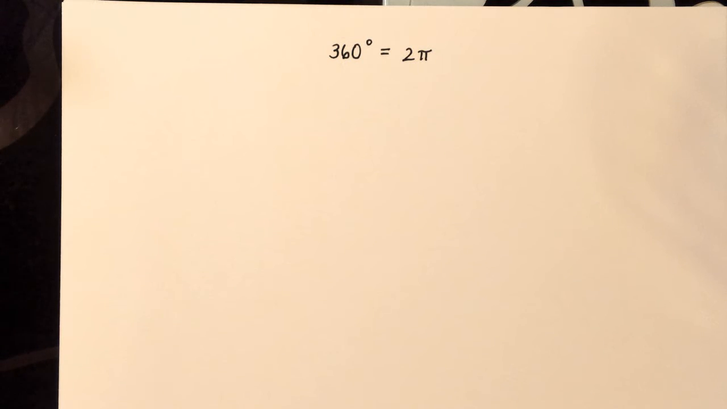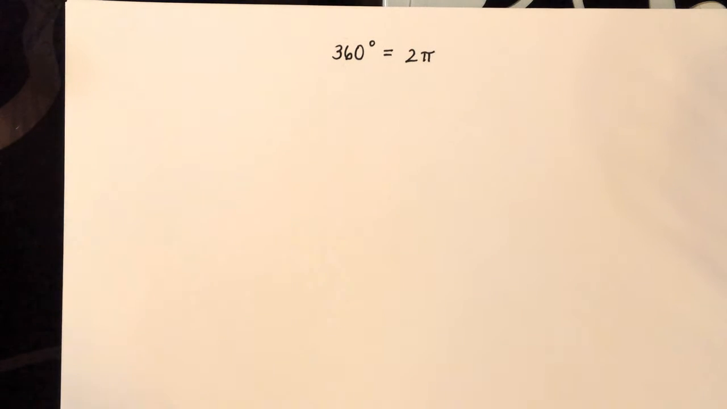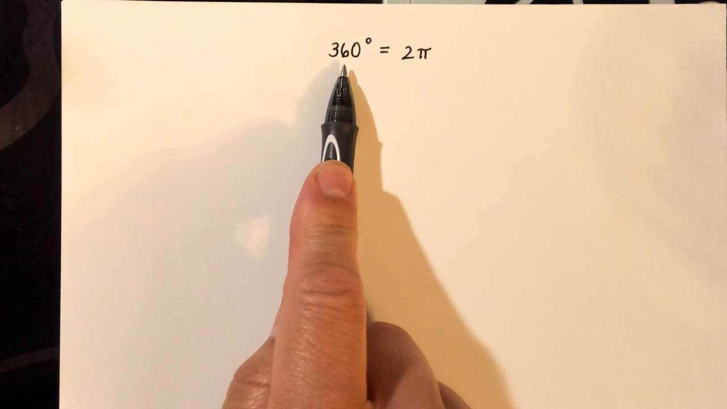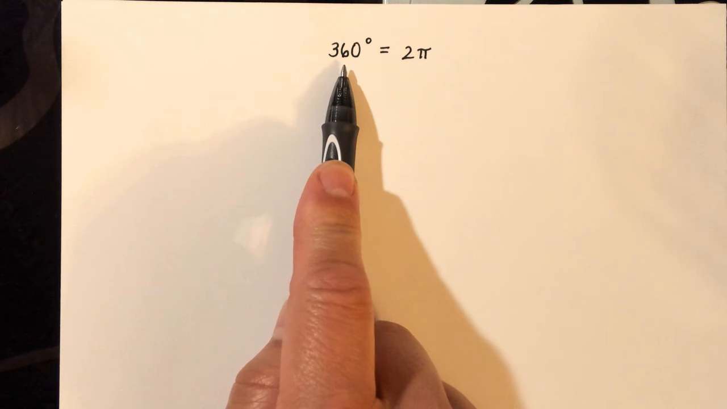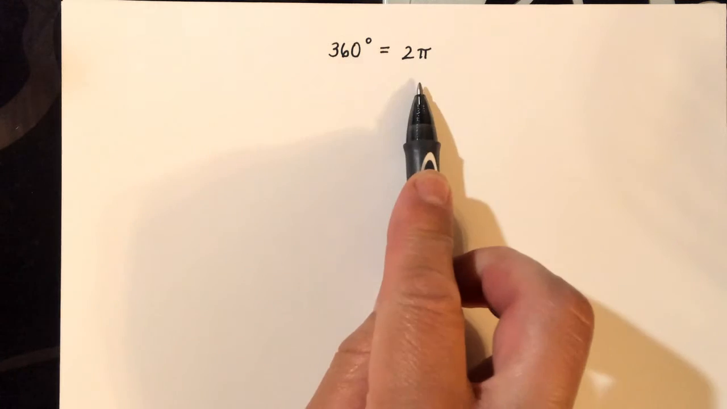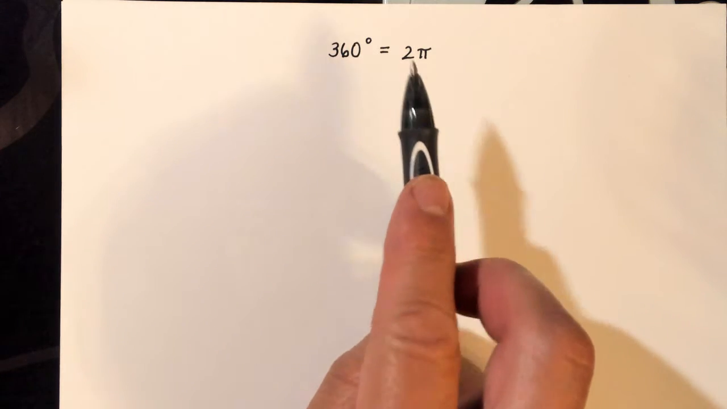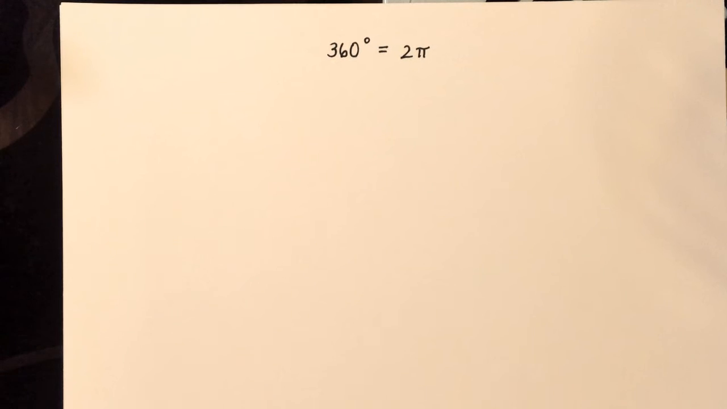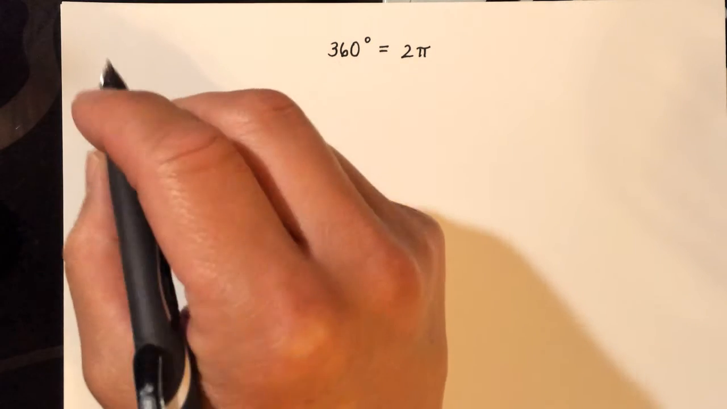The main thing you have to understand is this. When you're doing a degree problem, you use 360 to find the period. When you're doing a radian problem, you're going to use 2 pi to find the period. So there are 2 types of problems. I will show you.